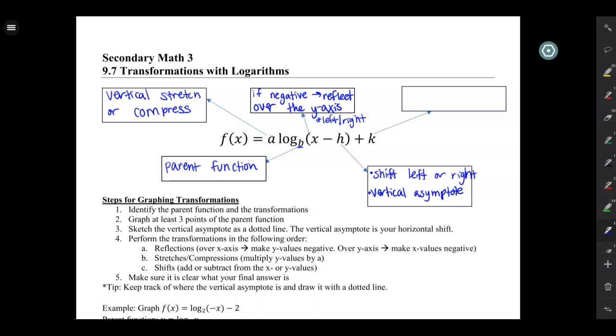And the last thing you can do is add or subtract a number at the end, and that's going to shift your graph up and down.